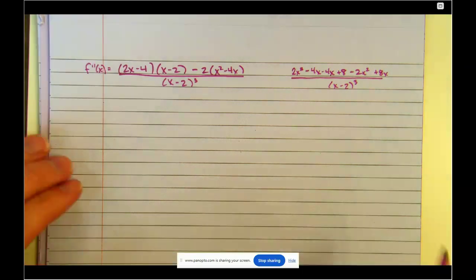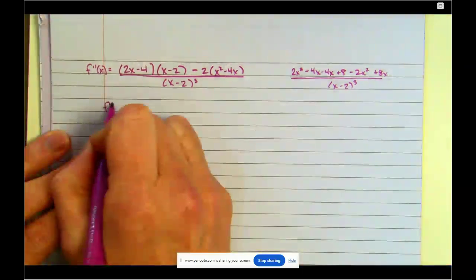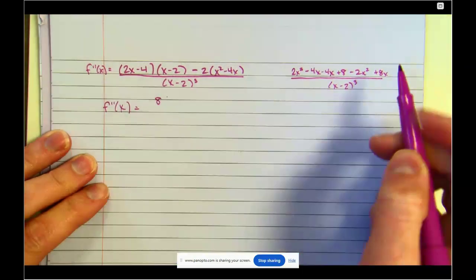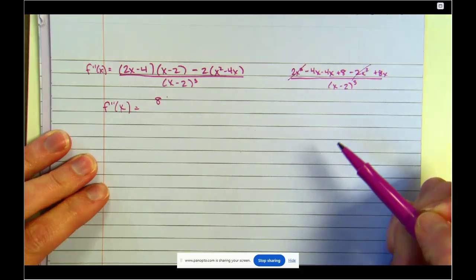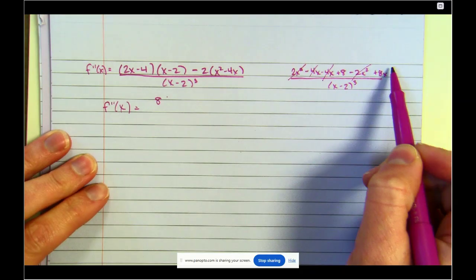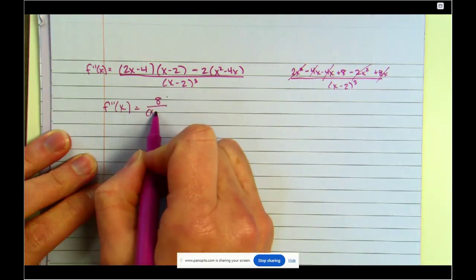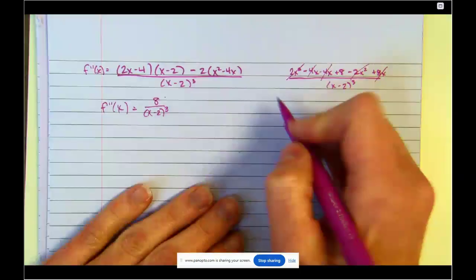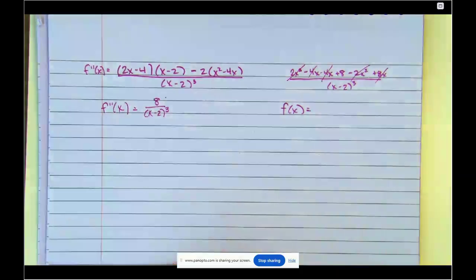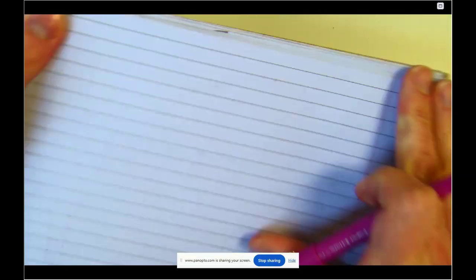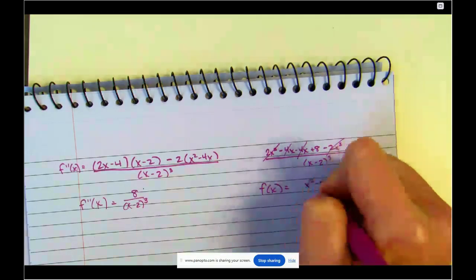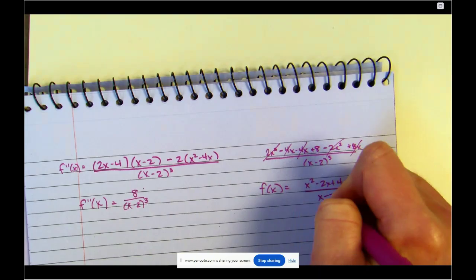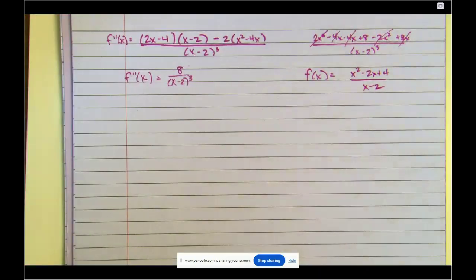Okay, now what happens on the top? What's the top equal? 8. Oh, it's 8. So the 2x squareds cancel. This is 4, negative, and then positive 8. So it's just 8 on the top, x minus 2 cubed on the bottom. Now, our original function, I'm going to just write down the original so that we have it to look at and talk about. It was x squared minus 2x plus 4 over x minus 2. Okay, now, when you're doing this second derivative, you've got to find the zeros, critical values.